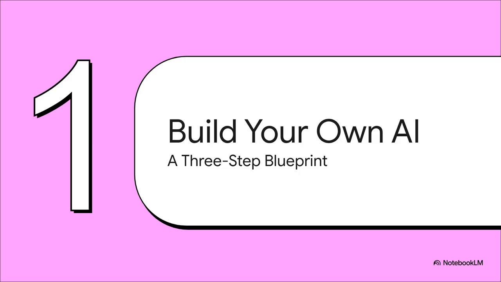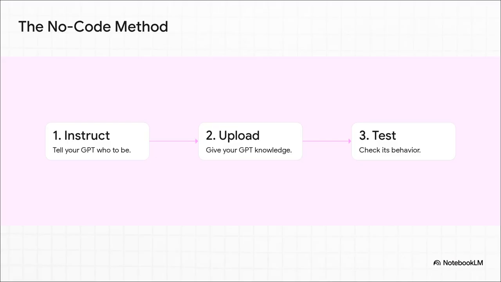And you know what the best part is? The whole process is surprisingly straightforward. We're going to walk through a simple 3-step blueprint that absolutely anyone can follow to get their own custom AI up and running. It really just boils down to these 3 things. First, you instruct. Basically, you give the AI its job description. Second, you upload. You feed it all the specific knowledge it needs to do that job well. And finally, you test. You check its work and make sure it's doing exactly what you want it to. That's the whole playbook. Instruct, upload, test.